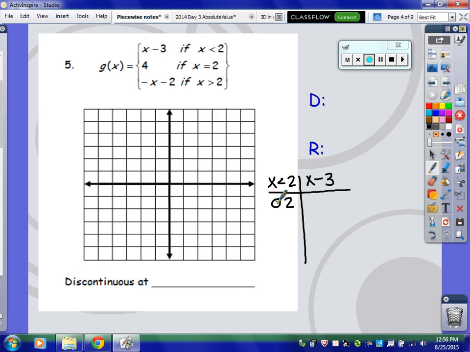Alright, less than 2. So let's get 3 points less than 2. So 2, 1 and 0. Anything less than 2. Plug and chug. So 2 minus 3 is negative 1. 1 minus 3 is negative 2. And 0 minus 3 is negative 3.